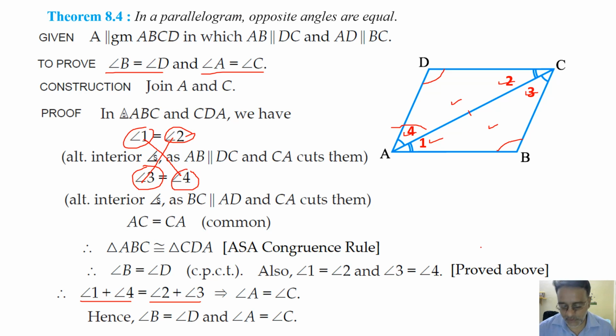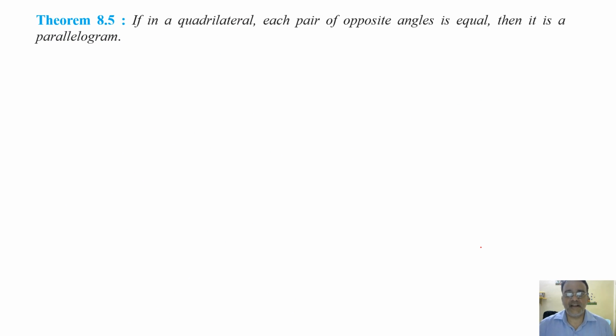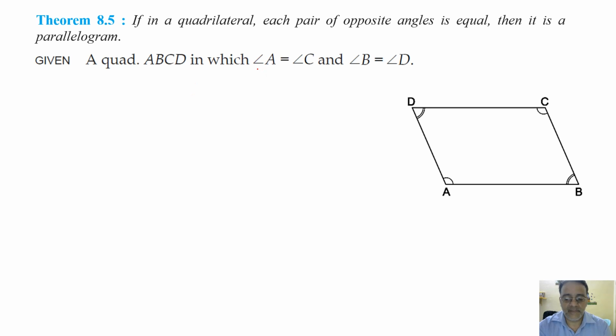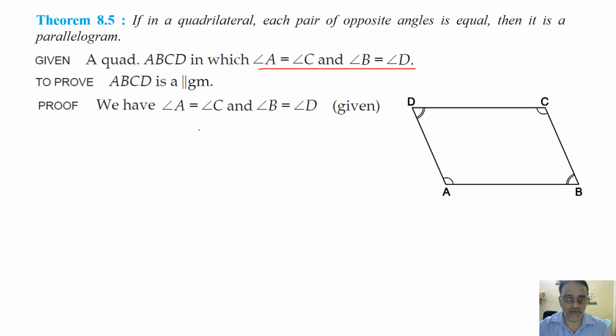Now theorem 8.5. If in a quadrilateral each pair of opposite angles is equal, then it is a parallelogram. So this is the converse of 8.4. Okay, so here angle A and angle C are given equal, and angle B and angle D are given equal, right. Now what we have to show is that ABCD is a parallelogram. So first, I am writing what is given. These two are given, so I am going to write them.